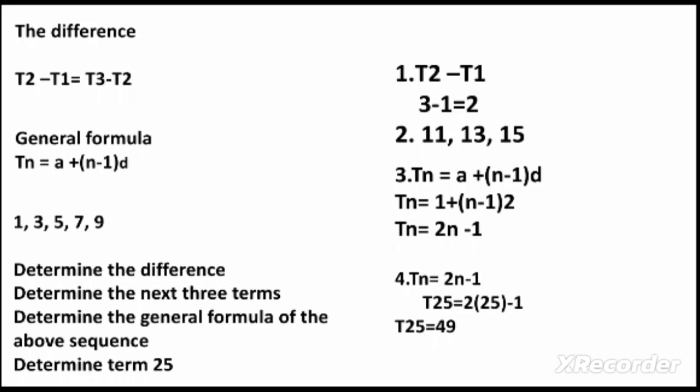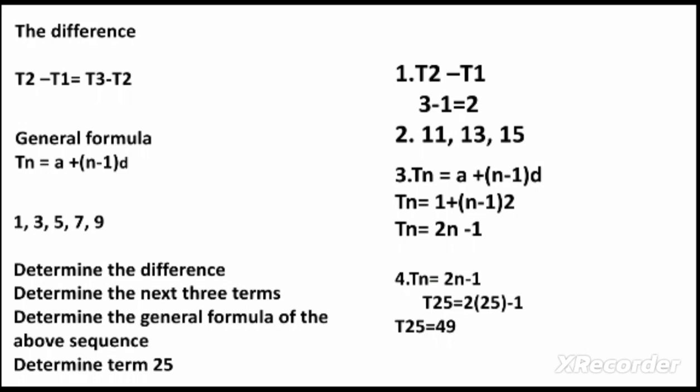So what you're going to do, you do your math on the right hand side. You're going to say 2 multiplied by n, that is 2n, and then 2 multiplied by minus 1, that is minus 2, and then it's going to be 2n minus 2 plus 1, that is minus 1. Tn is equal to 2n minus 1. That is the general formula specifically for the sequence.